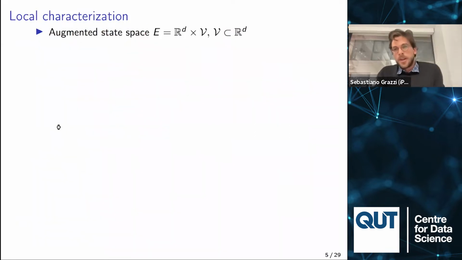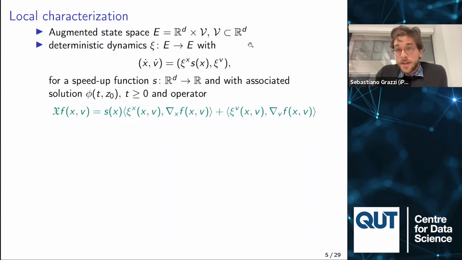Right. In the mathematics, we define the process in this augmented state space. So it's R^d times the velocity space, which is a subset of R^d. Then we define the deterministic dynamics, which are given by a simple ordinary differential equation. And here, the ordinary differential equation, I wrote it in this way. Here I have a function that maps R^d to R, which essentially just tunes the magnitude of the velocity. So it doesn't change the direction of the process, but it changes the speed, and it's called the speed-up function.